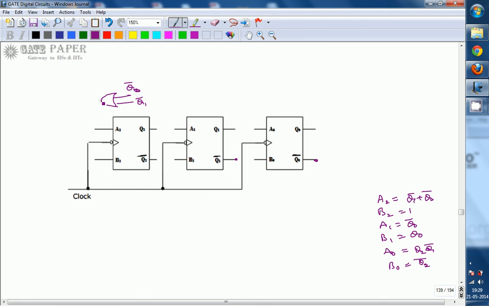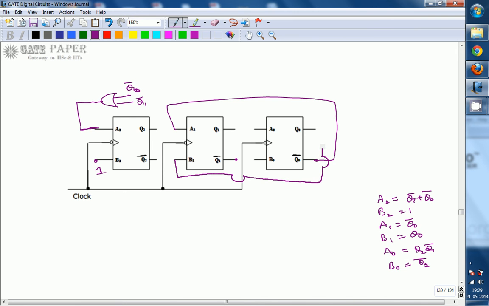Next, B2 is 1, so that is connected to 1. Next, A1 is Q naught bar, so A1 is going to be connected to Q naught bar. Next, B1 is Q naught, so B1 is connected to Q naught. Next, A naught. A naught is equal to Q2 Q1 bar.